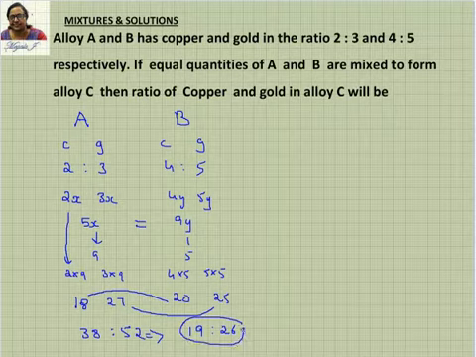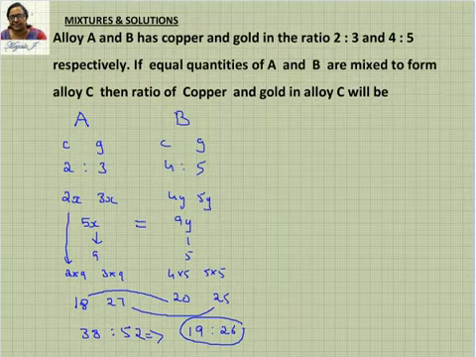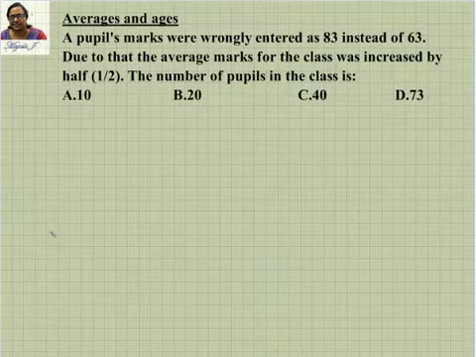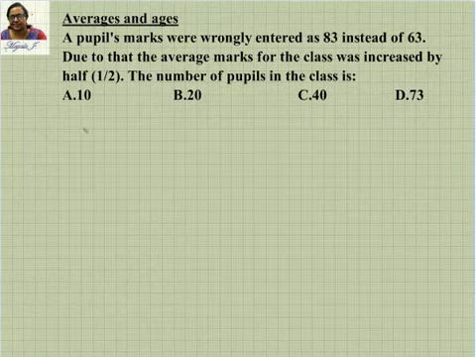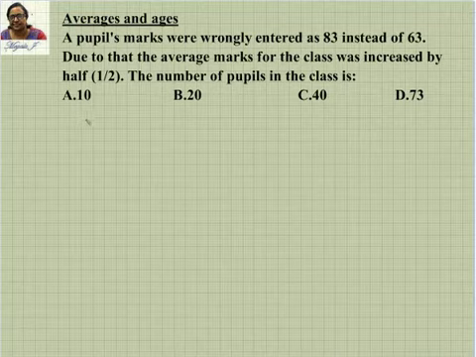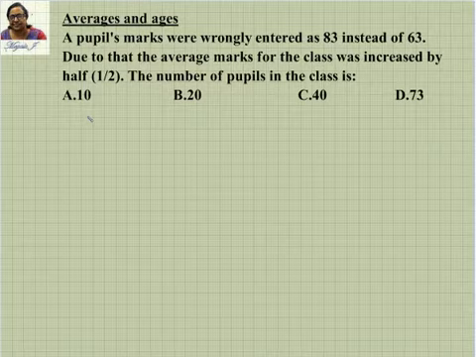Okay. Now we'll go to the next one. And now we're going for this average problem. Averages and ages. So the first problem here we're going to see is the average problem. A pupil's mark was wrongly entered as 83 instead of 63, due to which the average marks for the class was increased by half. The number of people in the class is what you just have to find.